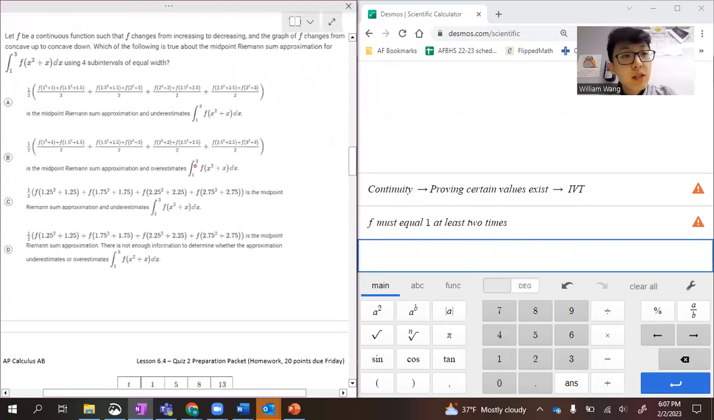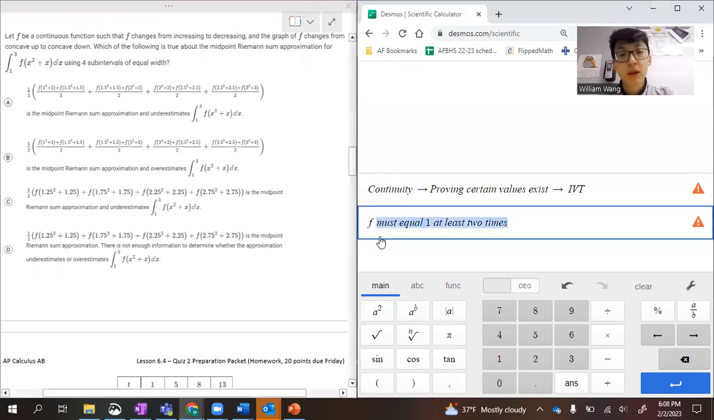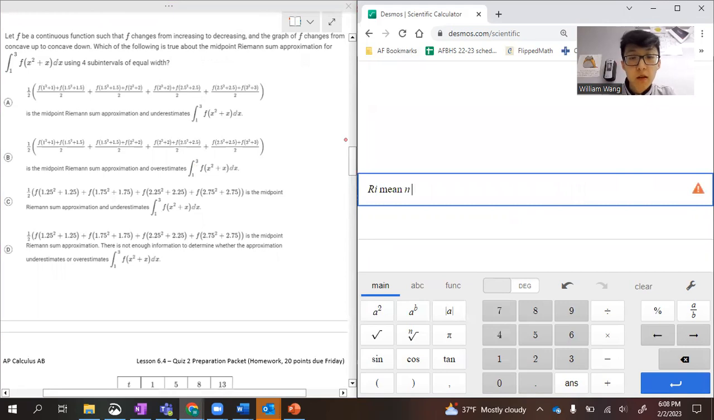Let f be a continuous function such that f changes from increasing to decreasing and the graph of f changes from concave up to concave down. Which of the following is true about the midpoint Riemann sum approximation for the integral from 1 to 3 of f of x squared plus x dx using 4 subintervals of equal width? All right, so now we're jumping to the new stuff that we've learned, right? Riemann sums. Riemann sums. This is areas of rectangles. Cool. Let's think about this.